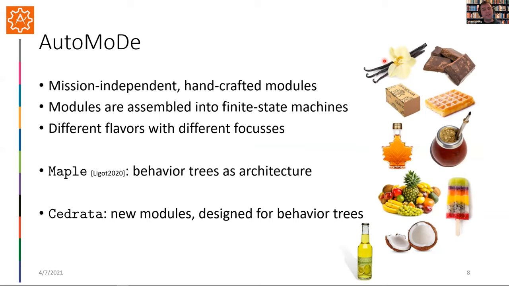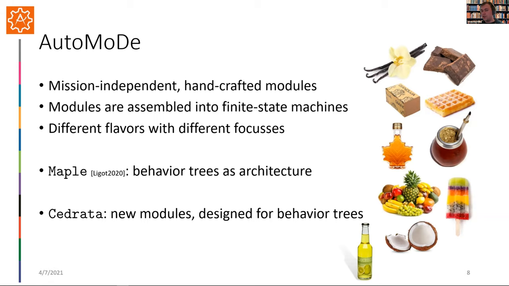Other approaches are adding, for example, new functionalities. So in AutoMoDe Waffle, we have added the ability to not only add software modules to the design, but also hardware modules. So now we can exchange the hardware on the robot. In AutoMoDe Maple, we have changed the design architecture from finite state machines onto behavior trees. And in Cedrata, what I will be presenting now in the talk, we have implemented new modules that have been designed explicitly for the use of behavior trees.